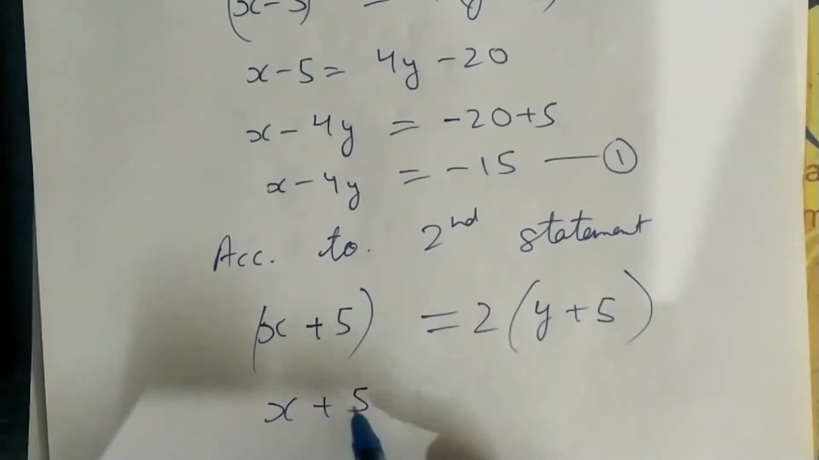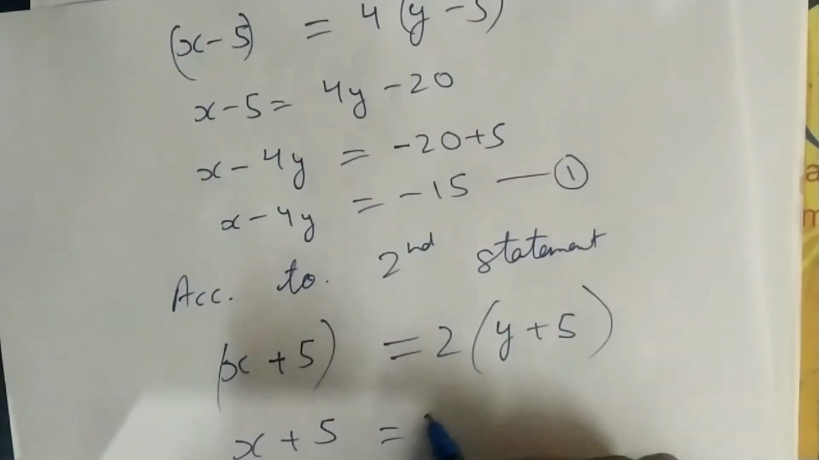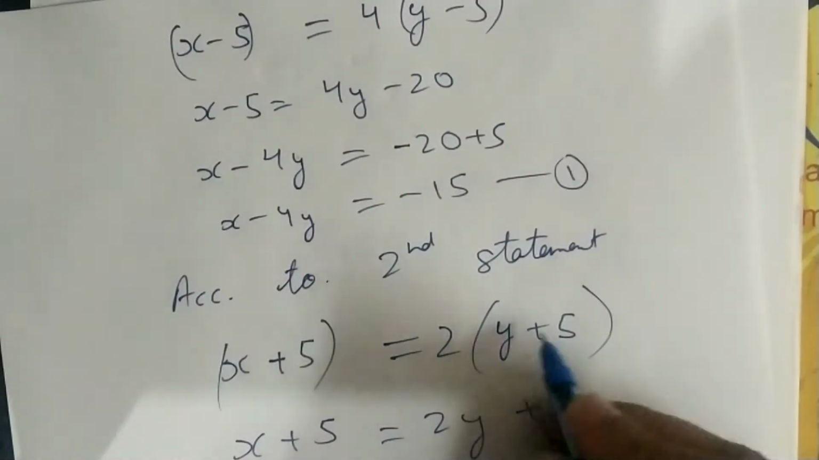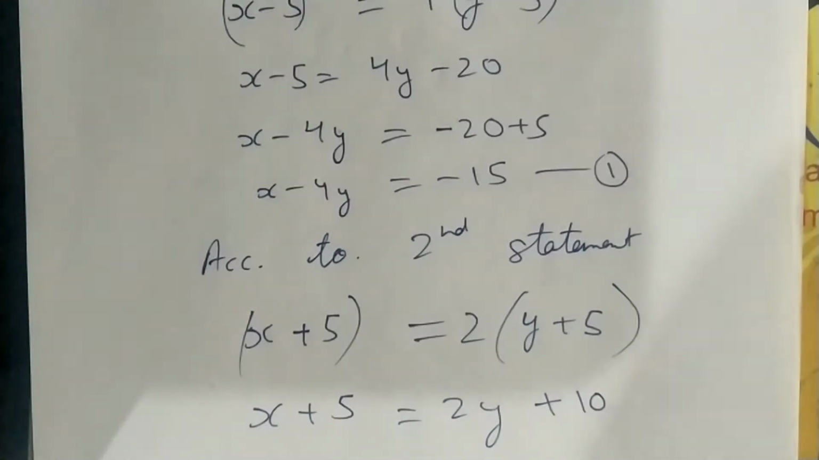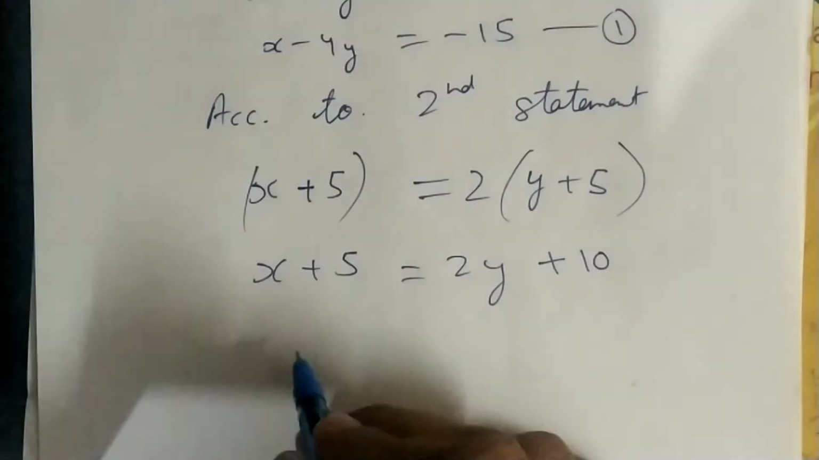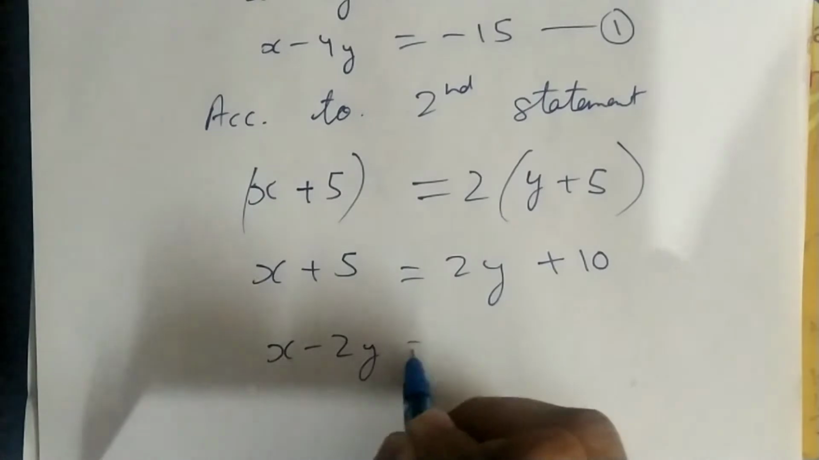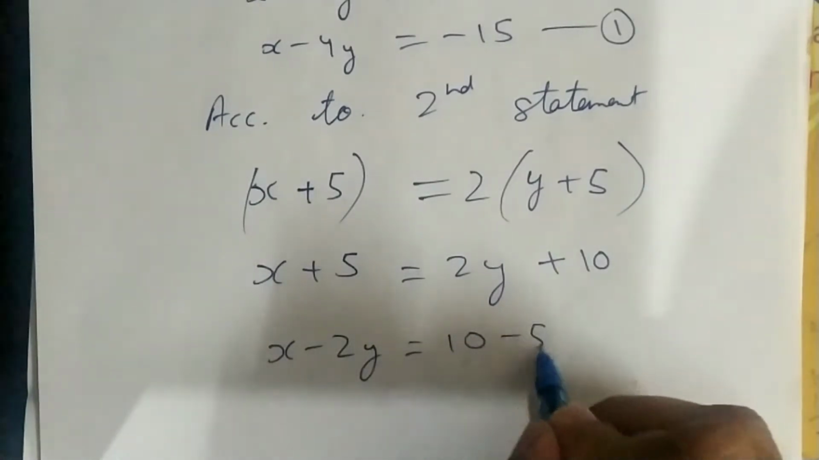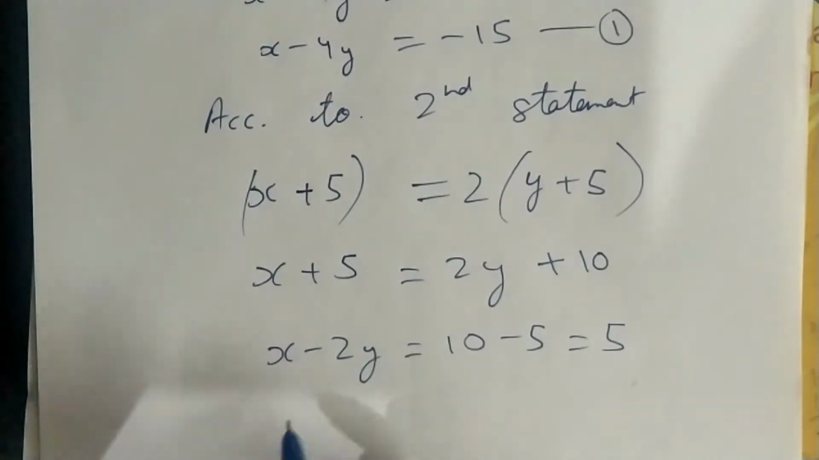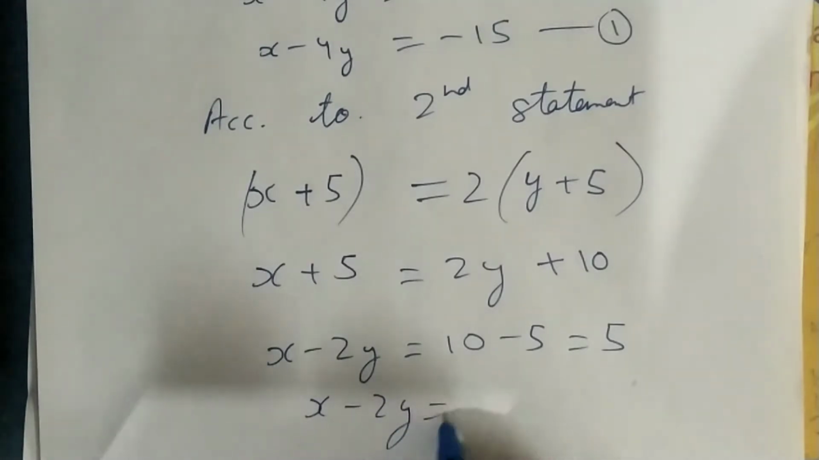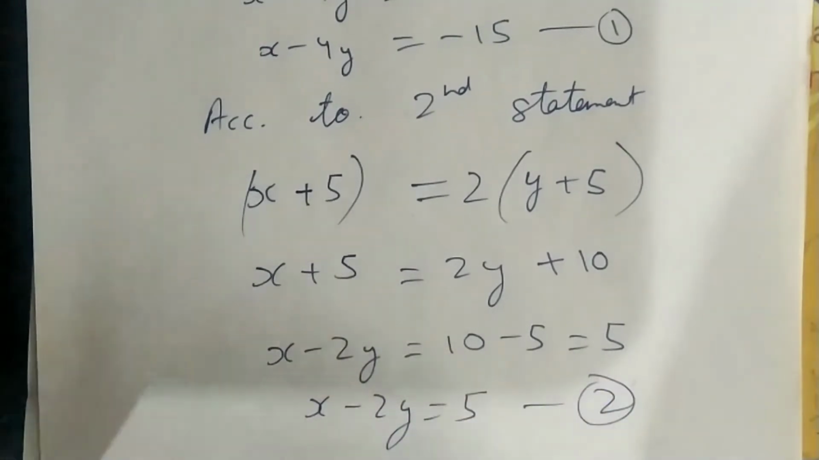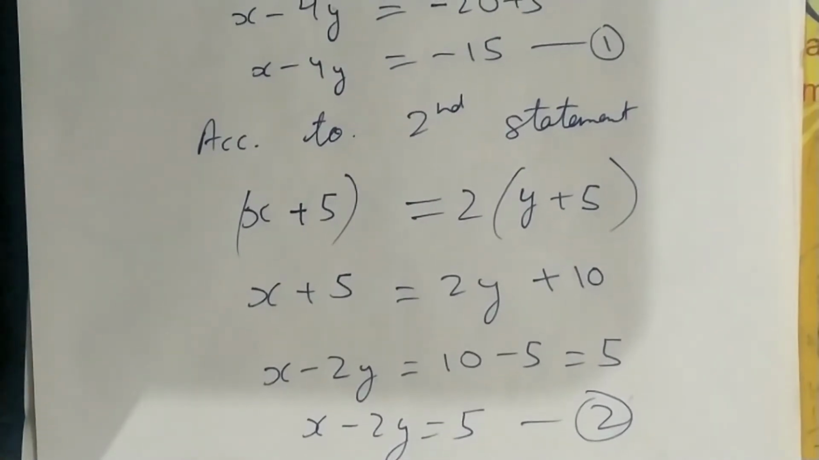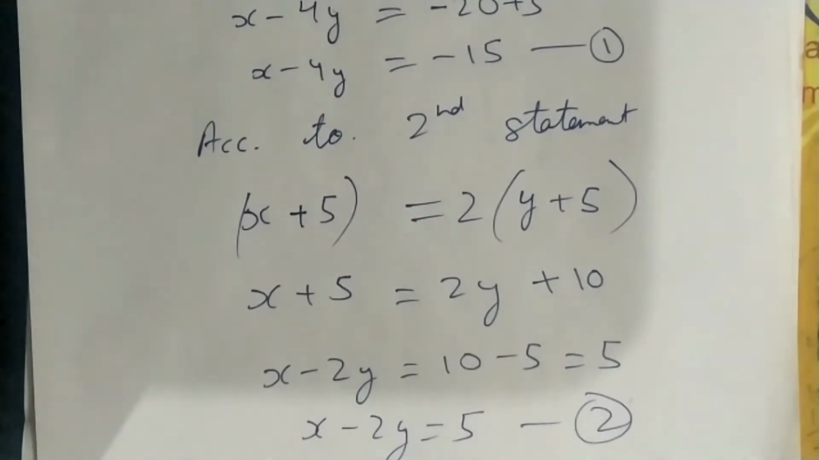x plus 5 is equal to 2 times y plus 5, so x minus 2y is equal to 10 minus 5, which is equal to 5. x minus 2y is equal to 5. This is your second equation. From these two equations you can find the value of x and y, which is their present ages, and this was what you have to calculate.